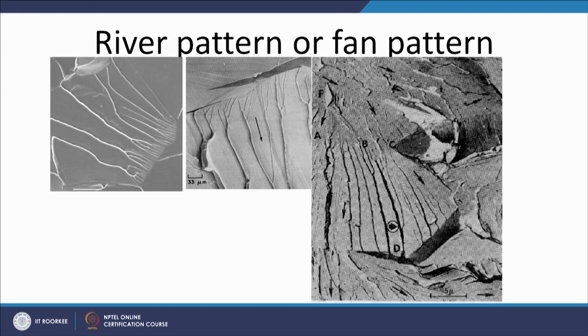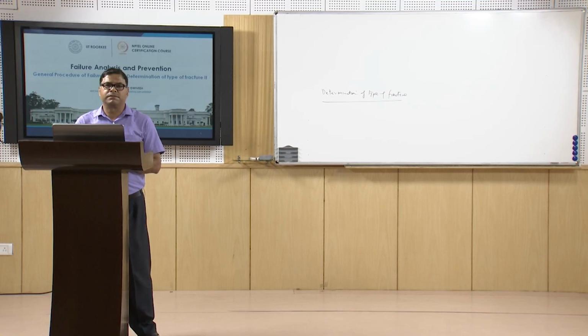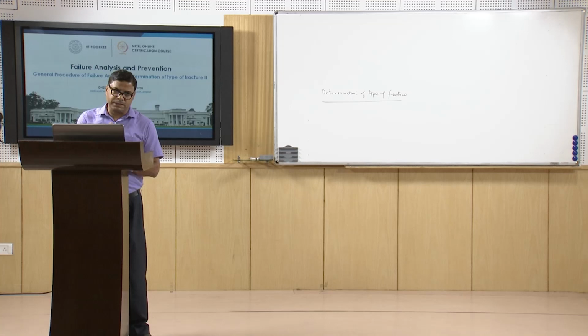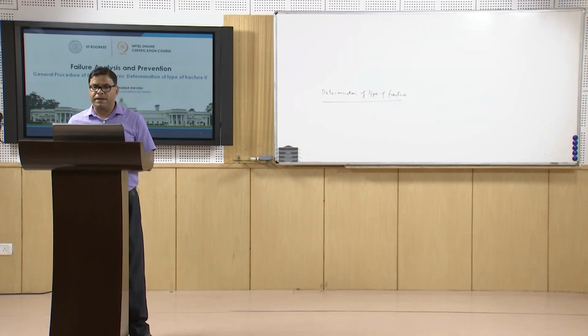So, the same analogy can be given to the other fracture surfaces. When we see a river-like pattern or fan kind of pattern, this indicates the presence of cleavage facets and indicates transgranular fracture in a system having limited ductility, limited fracture toughness and maybe high tensile strength. So, low fracture toughness brittle metal systems of limited ductility show this kind of behavior.